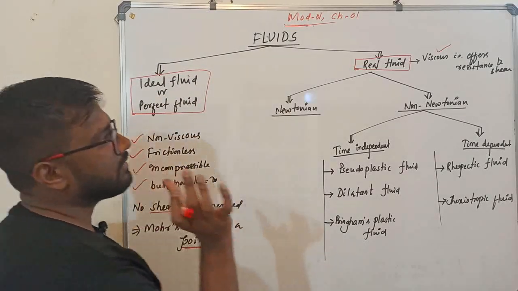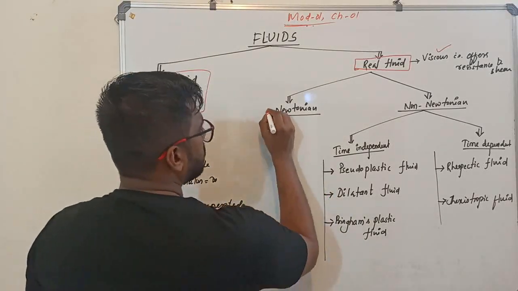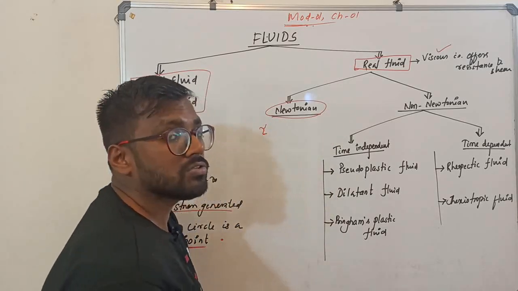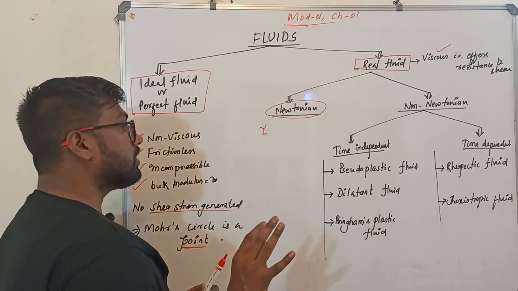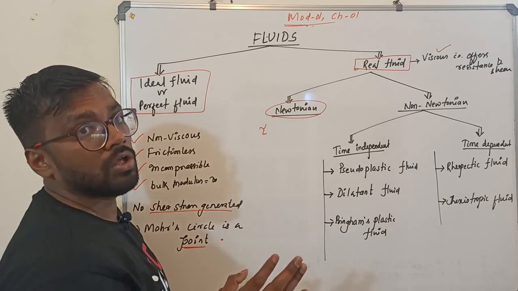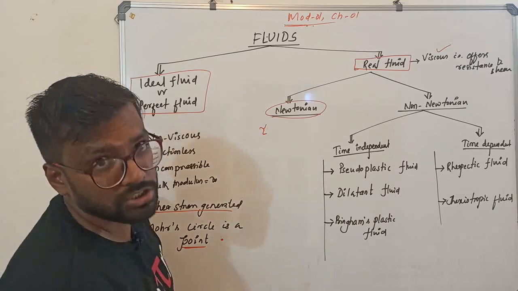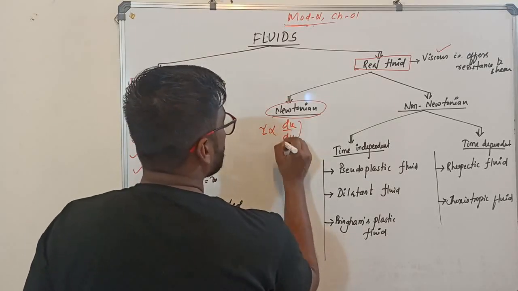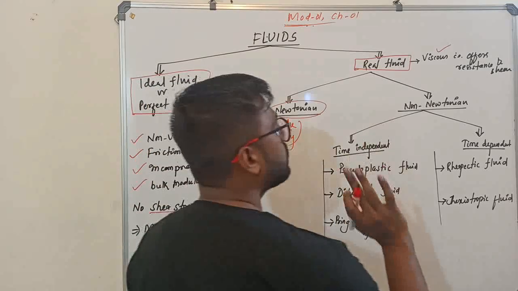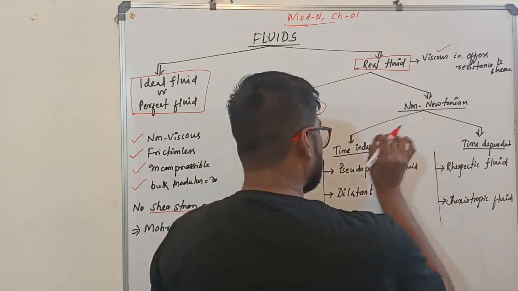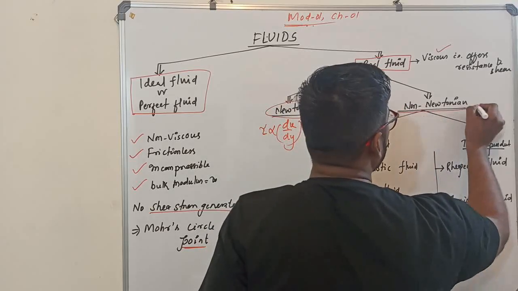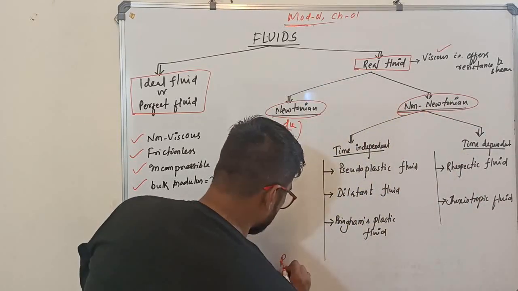Okay. So this kind of real fluid is of two types. One is your Newtonian fluid, which we discussed. Sir, you have told us Newtonian fluid means predictable fluid flow. With the application of forces, viscosity does not change, and they follow Newton's law of viscosity. For non-Newtonian flow, there are two types, time independent and time dependent. Remember, the study of non-Newtonian flow is known as rheology.